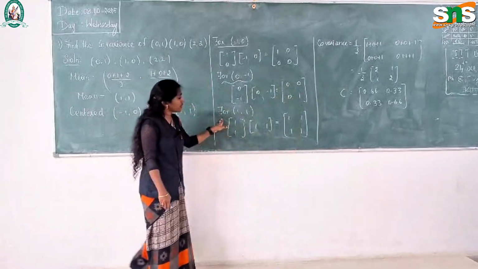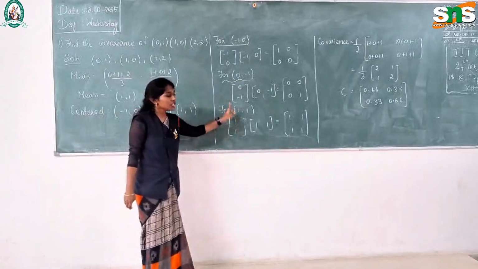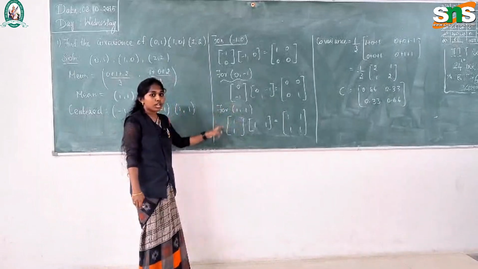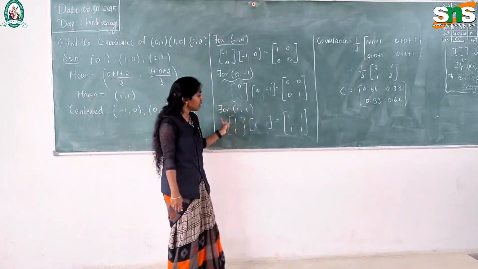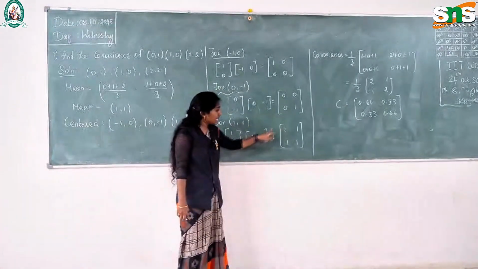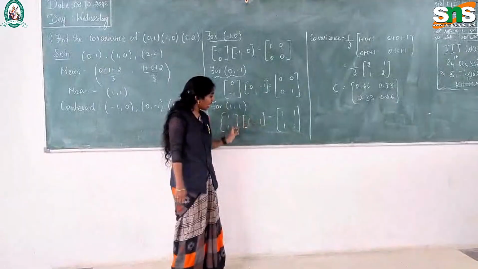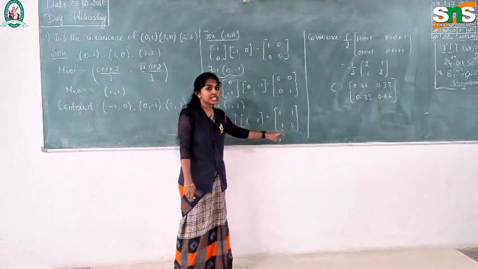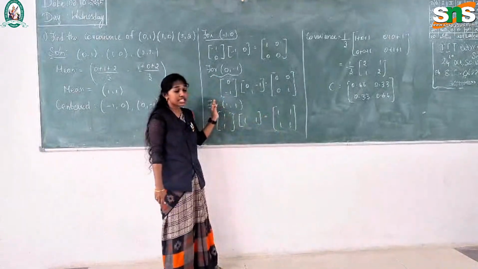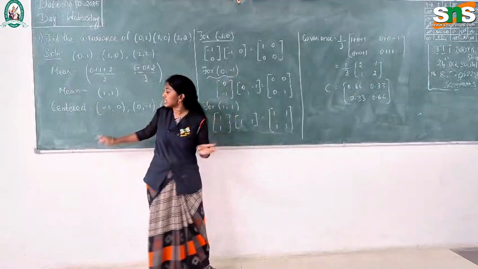Next we define the matrix for the third centered value, 1, 1. Again we multiply the row element with the column element. 1 into 1 gives 1. Again 1 into 1 gives 1. Then for the second element, 1 into 1 gives 1, and again 1 into 1 gives 1. So this is the matrix for the third centered value, 1, 1. Now we have defined the matrix for all the centered values.